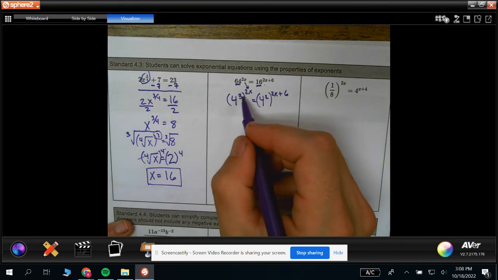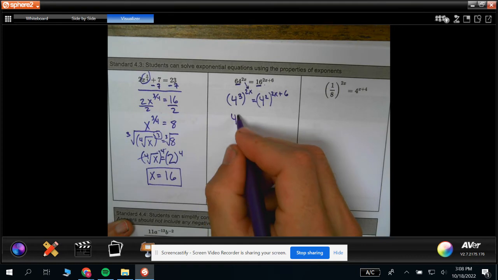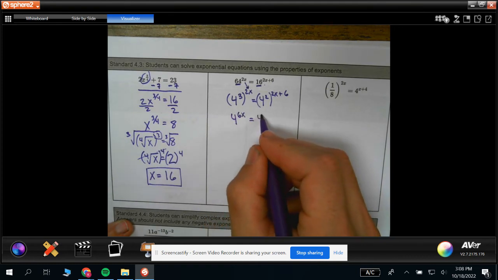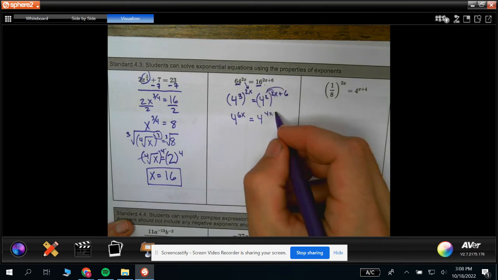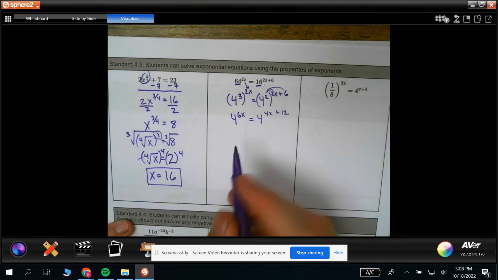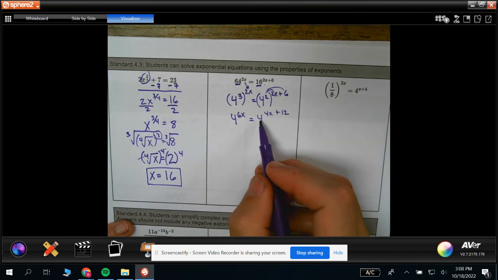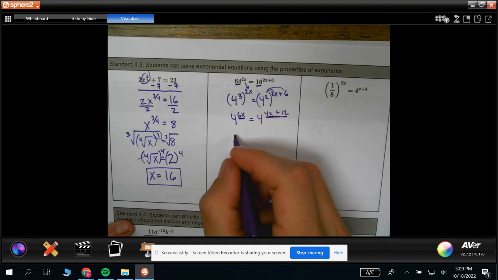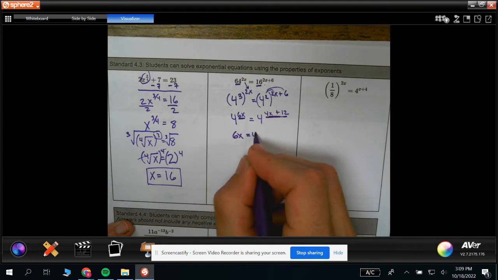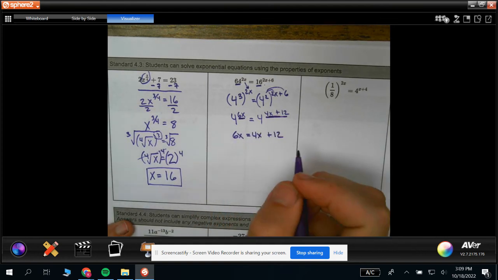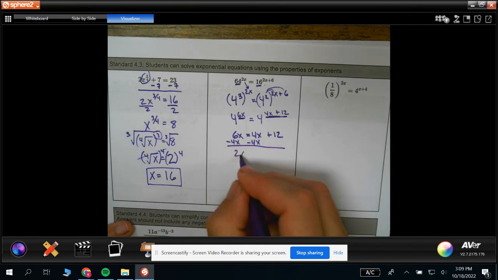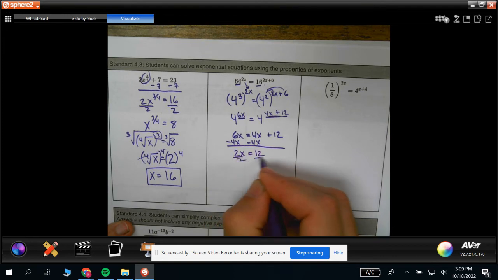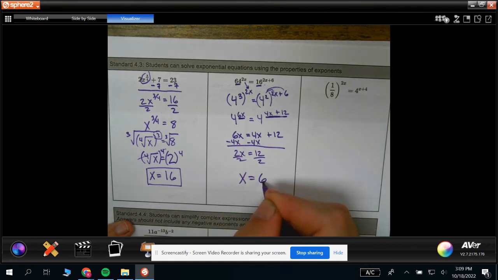Now, what do we do with our exponents? Power to a power, we multiply them. So 4 to the 6x power equals 4 to the... 2 times 2x is 4x. 2 times 6 is 12. Now, if 4 to the 6x power equals 4 to the 4x plus 12 power, that means these two exponents must be equal. Now we're solving this equation right here. Get your x's on one side, subtract 4x from both sides. So 2x equals 12, divide by 2. You find x equals 6.